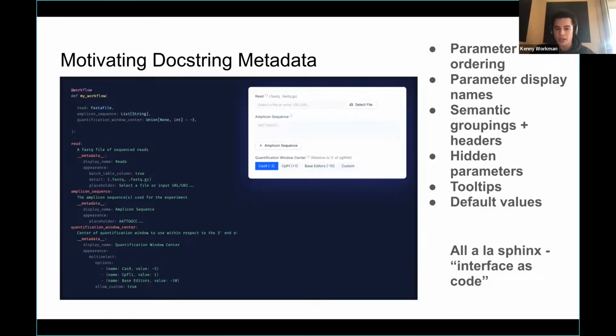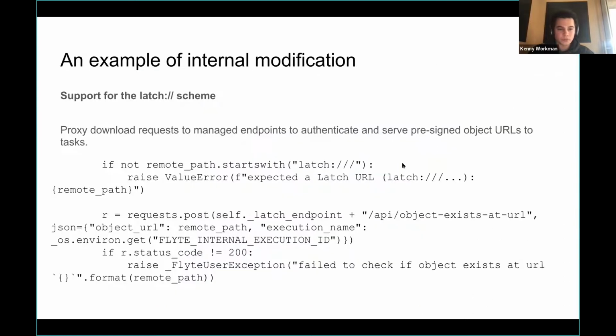And this is really creating a new paradigm, which we're calling interfaces as code on top of Flytekit, which allows you to completely define the front end in a couple of Python files and version control, which I think is very powerful.